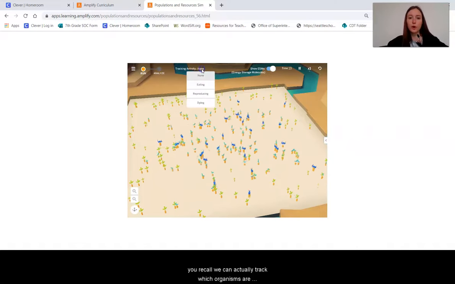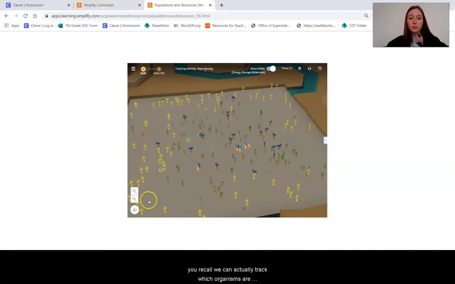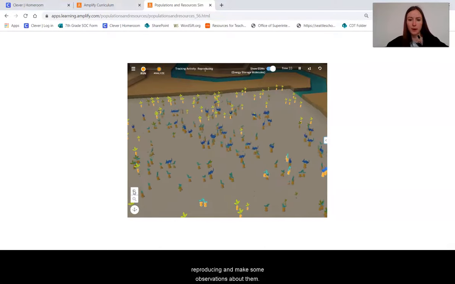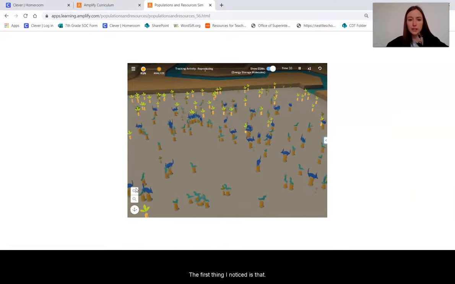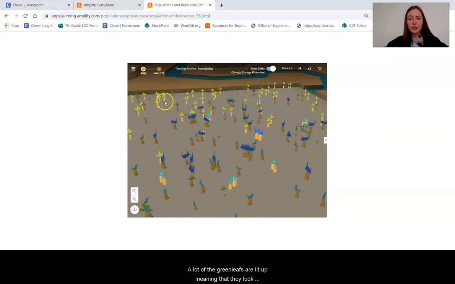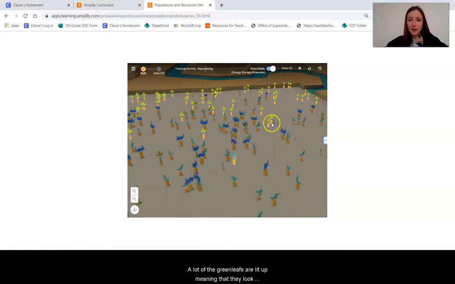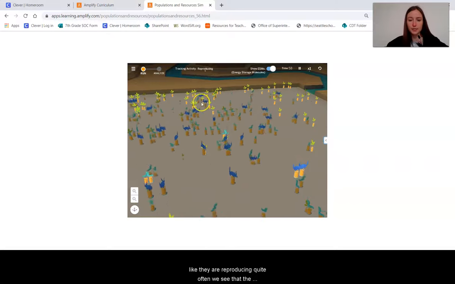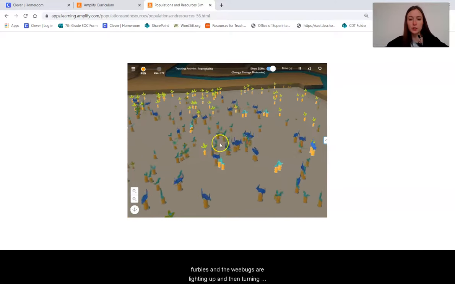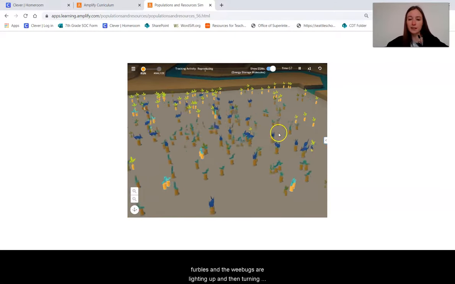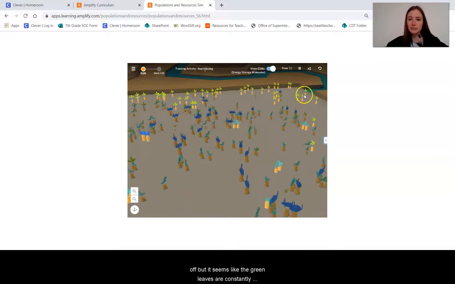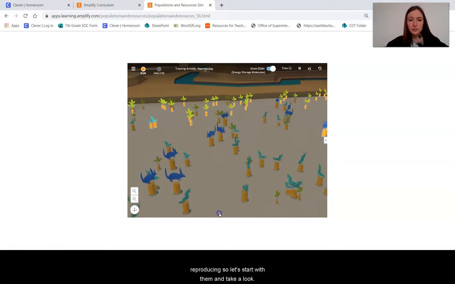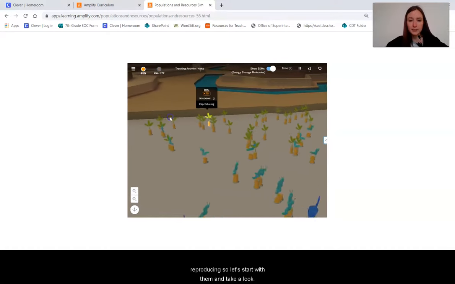So if you recall, we can actually track which organisms are reproducing and make some observations about them. So the first thing I notice is that a lot of the green leaves are lit up, meaning that they look like they are reproducing quite often. We see that the furbals and the wee bugs are lighting up and then turning off, but it seems like the green leaves are constantly reproducing. So let's start with them and take a look.